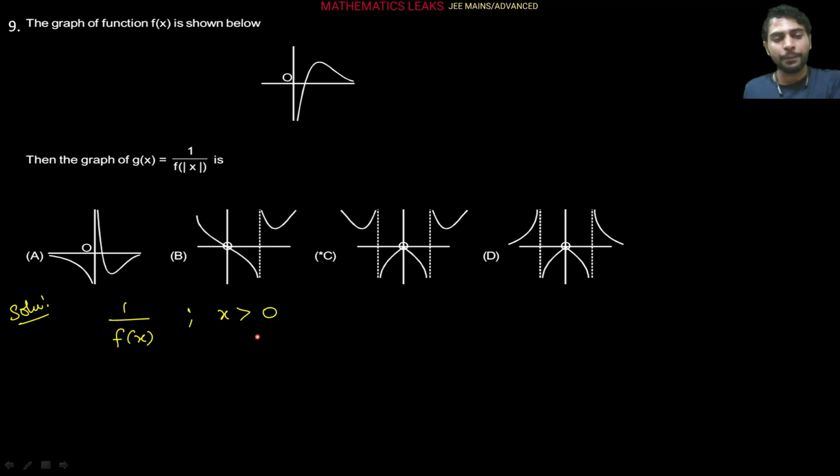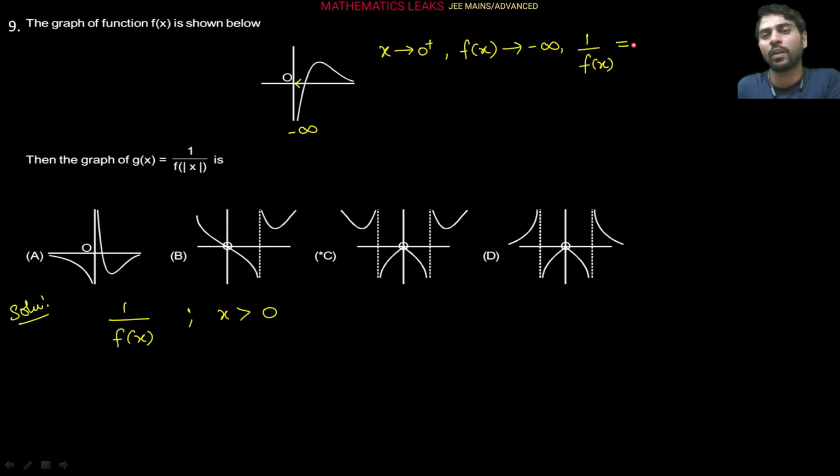So from here you can see, when x is greater than 0, in this graph just analyze when x is approaching 0 from the right side. Greater than 0 means x is approaching 0 from the right side. You can see f(x) is approaching minus infinity. So in this case 1 upon f(x) will be equal to 0, since 1 upon minus infinity is 0. And also you can observe this graph is intersecting the x-axis at some point.